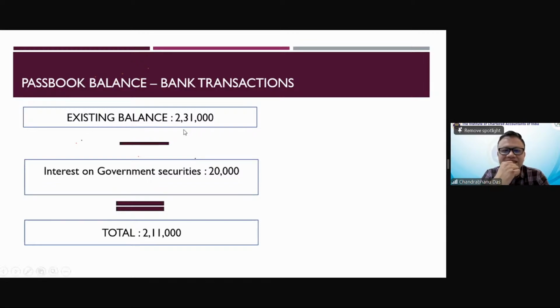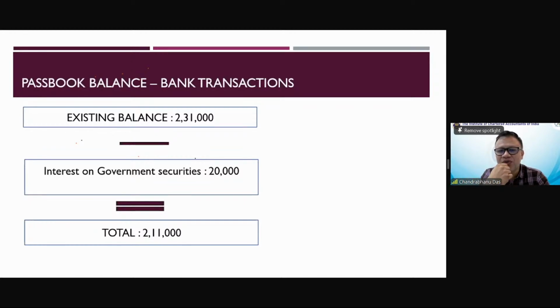The passbook balance is 2,31,000 and this interest on government securities is minus. Why? Because the cash book doesn't know it. The company doesn't know it, and you are going to the company's position where it doesn't know. So the company must add it. The cash book must add it. But the problem is this good news is not known to the company.